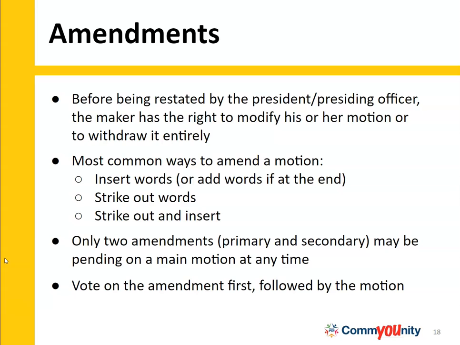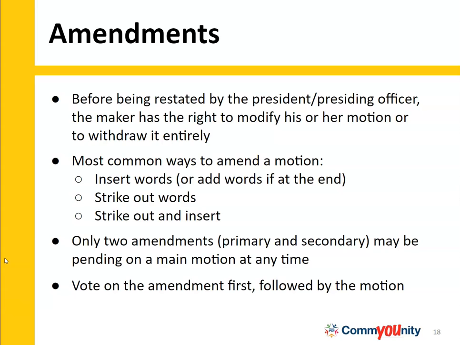What are amendments? An amendment is a motion to change the motion already stated. When are they in order, and how do they work? Before being restated by the chair, the maker of the motion has the right to modify his motion or to withdraw it entirely. After a motion is placed before the assembly, permission from the assembly is required to either withdraw it or modify it. This permission is most easily gained by unanimous consent.